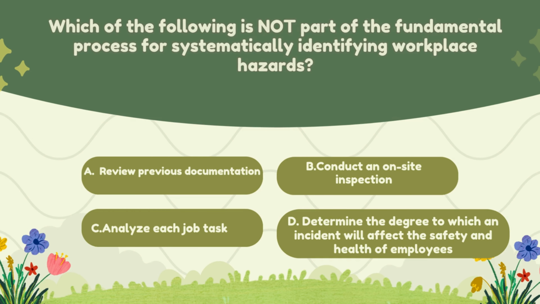Which of the following is not part of the fundamental process for systematically identifying workplace hazards? Options. A. Review previous documentation. B. Conduct an on-site inspection. C. Analyze each job task. D. Determine the degree to which an incident will affect the safety and health of employees.